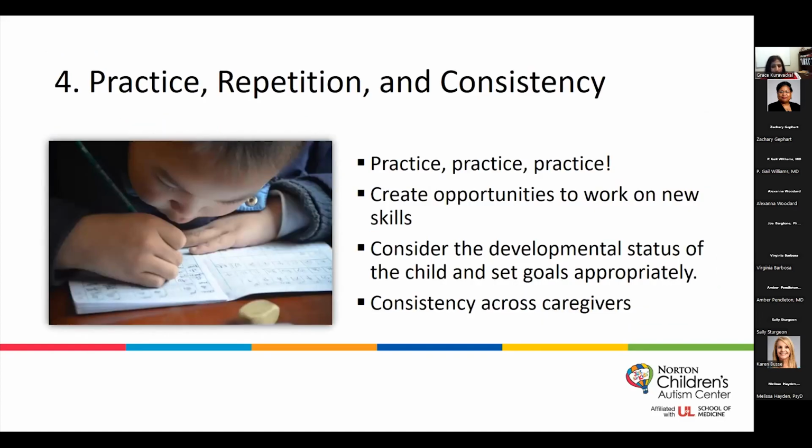Again, a key concept here is a lot of practice, a lot of repetition, offering opportunities to work on new skills, and again, having developmentally appropriate expectations and setting goals appropriately. And a lot of consistency is expected among caregivers, providers, and others who are involved in the care of the child.